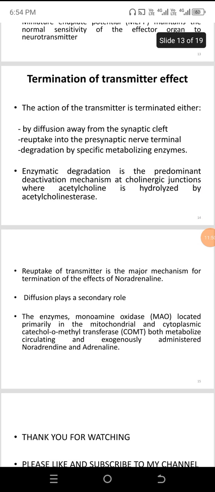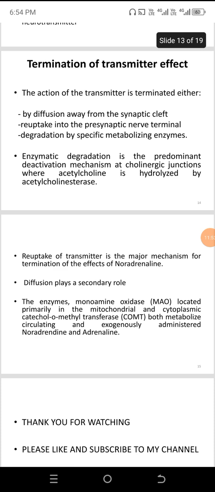Then there are two enzymes that also metabolize noradrenaline and adrenaline. And these two enzymes are called MAO and COMT. MAO is monoamine oxidase, while COMT is catechol-O-methyltransferase. You are going to hear more about MAO later because drugs that inhibit the enzyme MAO, monoamine oxidase, are used in managing depressive illness. So we'll still discuss this at a later date.